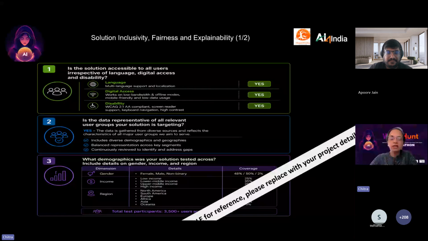What demographics was your solution tested on? We've just given samples here. Please identify the demographic across gender, income, and region that you were able to test your solution on. And if you have a coverage number, let's say you intended to test your solution with 50 users, how many did you actually test it with? Was it 15? Was it 20? Was it 30? Just that will give us an indicator of coverage.